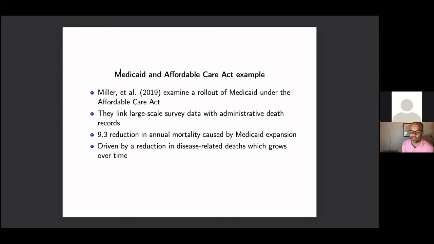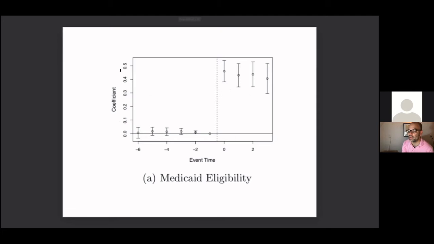The Affordable Care Act provided subsidies for states to expand their provision, to be more generous, to provide more healthcare coverage for slightly wealthier families, but still low income. They linked large scale survey data with administrative death records, and they estimated that Medicaid caused a 9.3 percent reduction in annual mortality. And they argued that it was driven by a reduction in disease-related deaths. So let me show you the event studies that they did. What they did was estimate that equation on Medicaid eligibility.